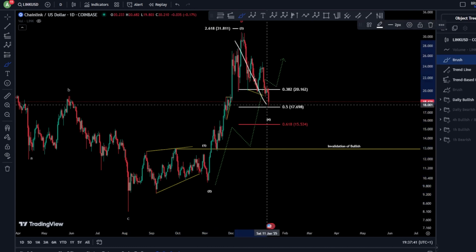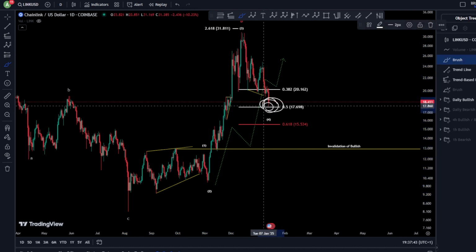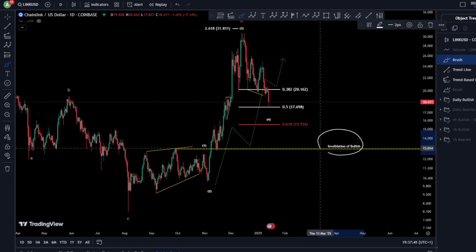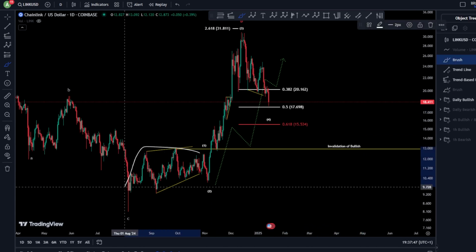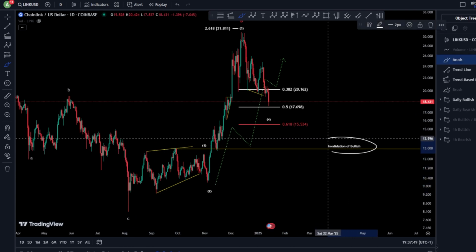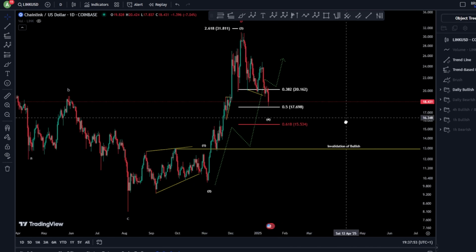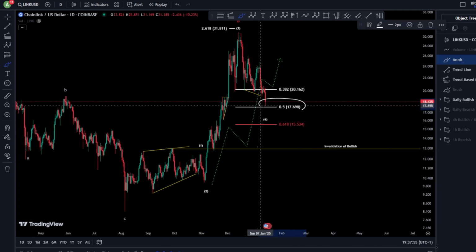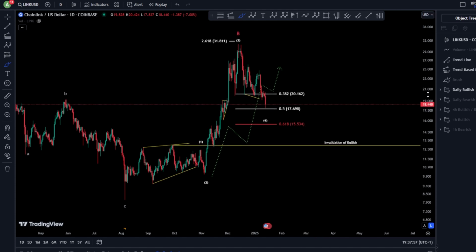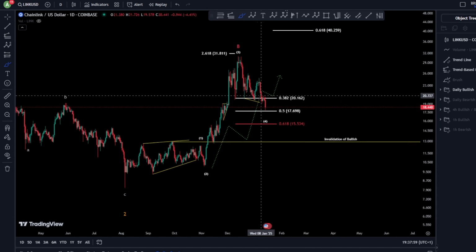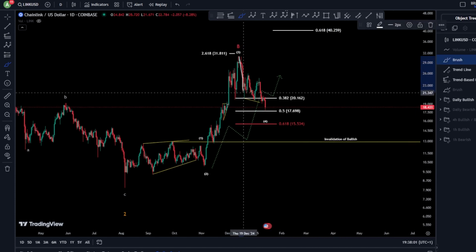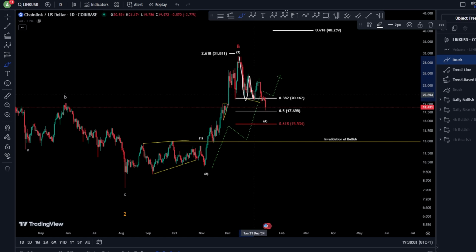Now, your wave 4, yes, went deep, but it did not invalidate this scenario yet. It did not reach the wave 1 zone. We are still, of course, perfect. We need to stay above the 0.5, preferably, which is still a fib level for your wave 4. Now, your wave 4 might be unfolding, as you can see here.